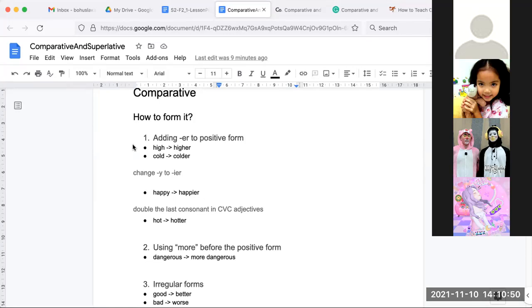High, higher, cold, colder. Watch out when we are adding ER to a word which ends with Y, like happy. We remove the Y and change it to I. Happy, happier. You see, we have changed this one into this one.